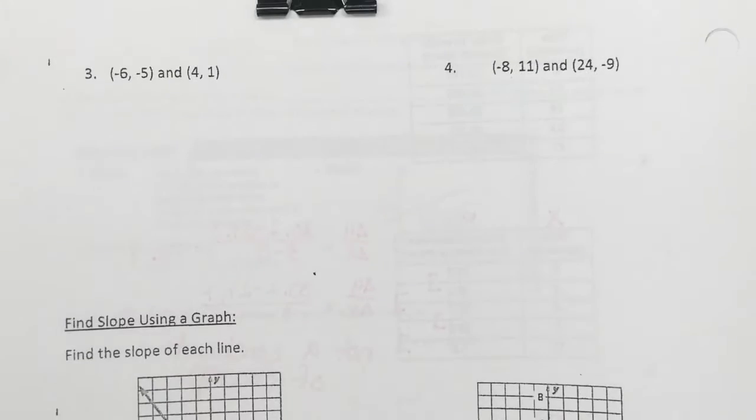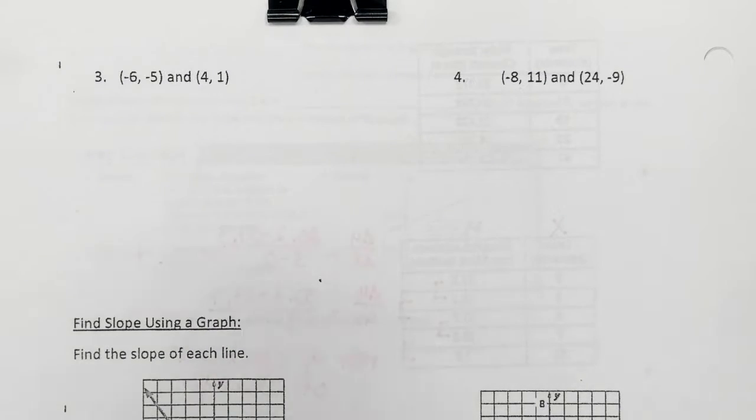All right, you got 3 and 4? Yes. All right, go on with 3 and 4. Go on with your partners.